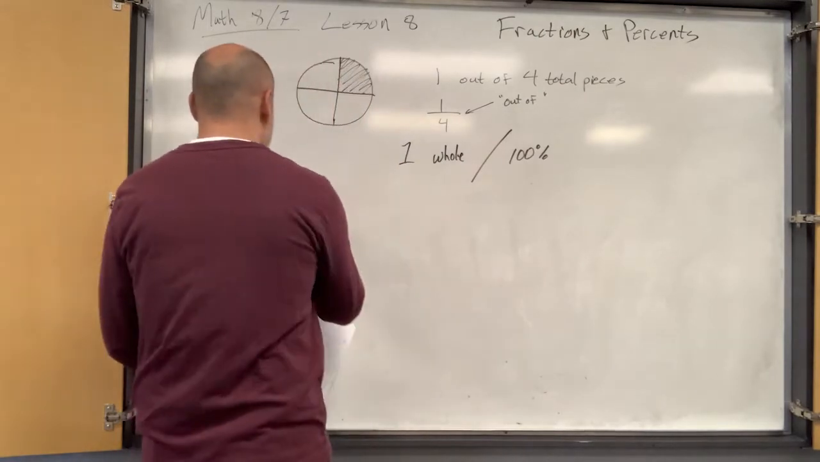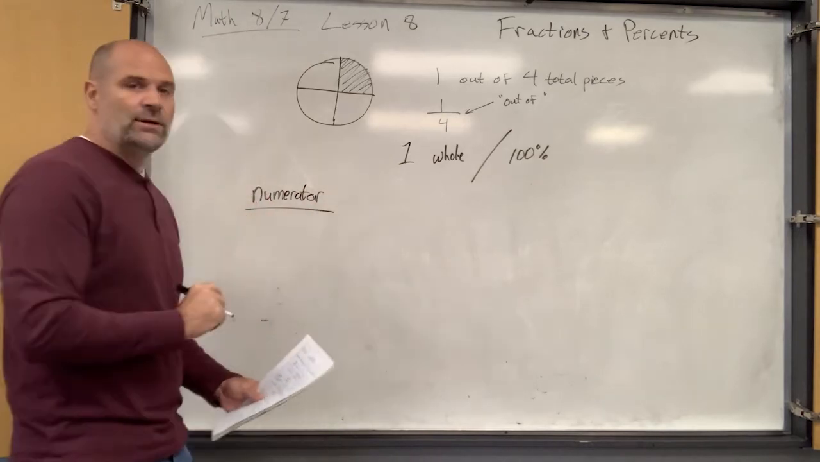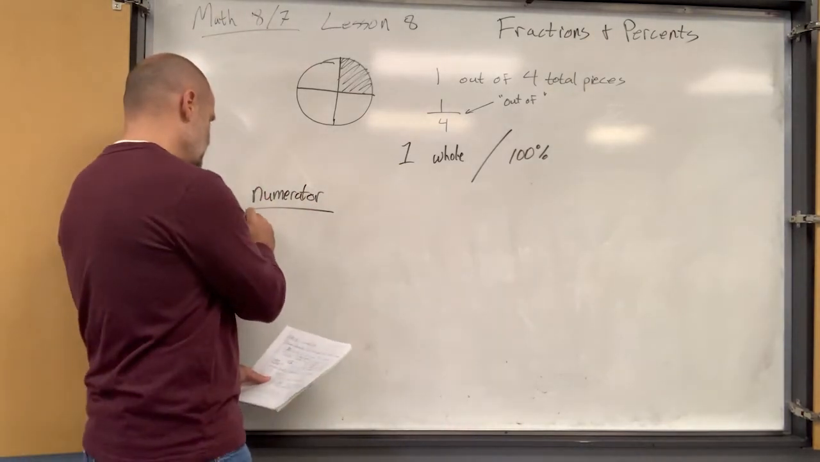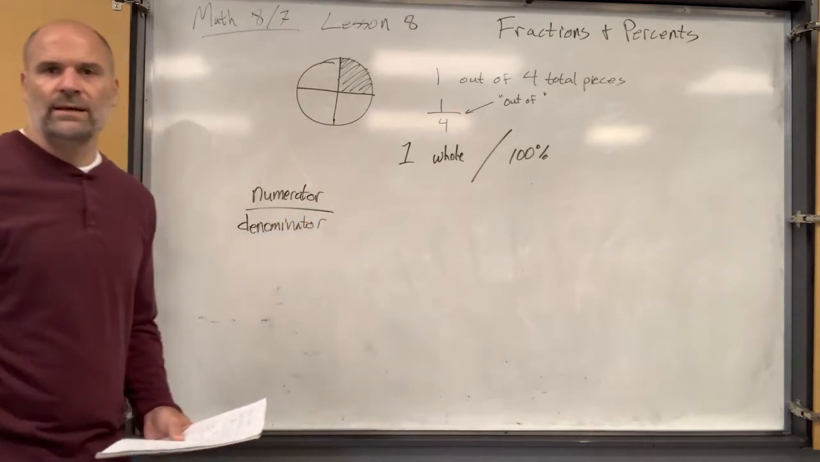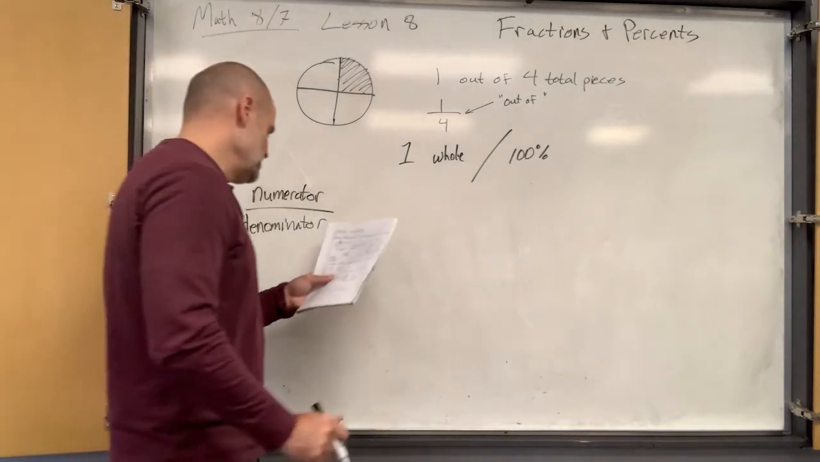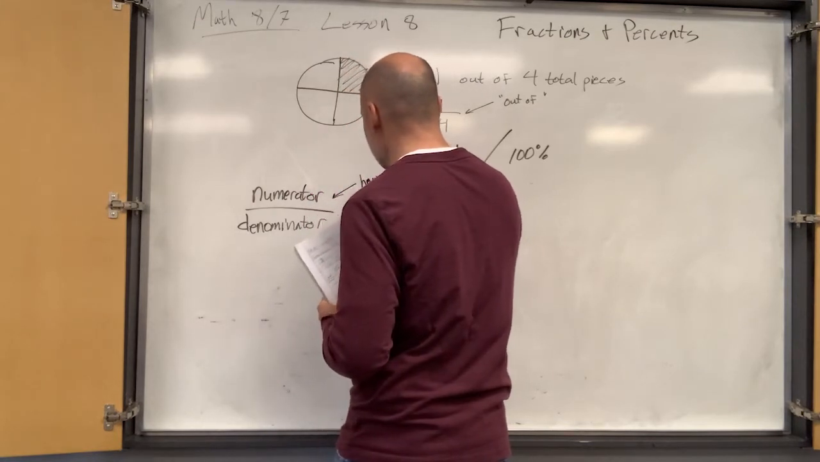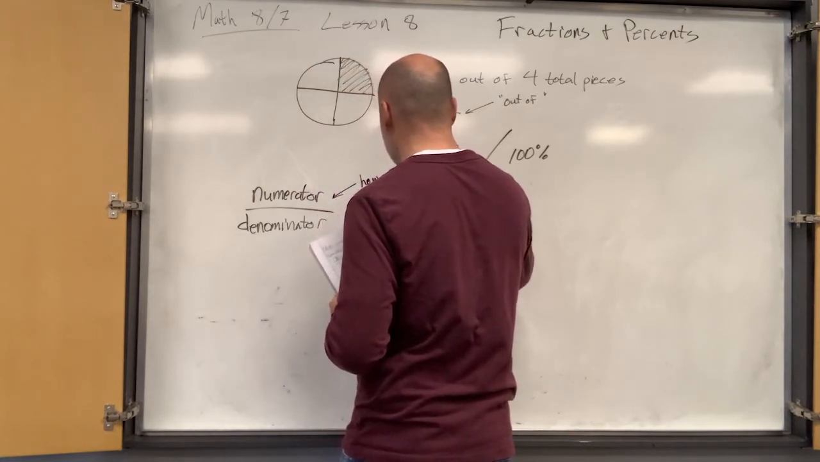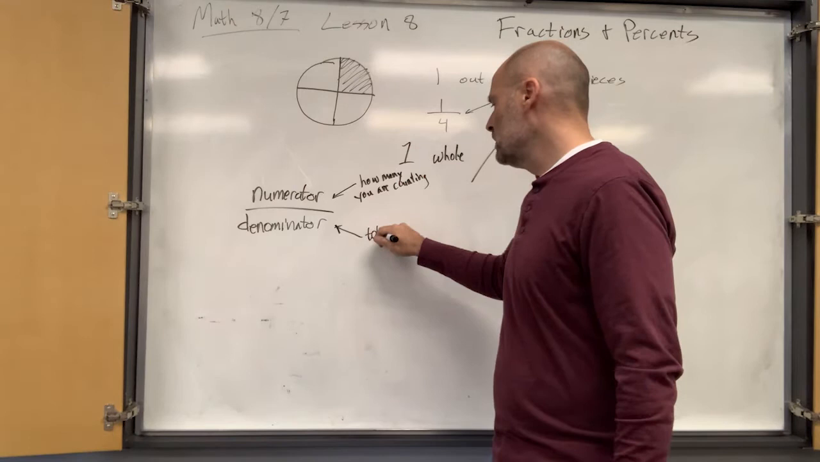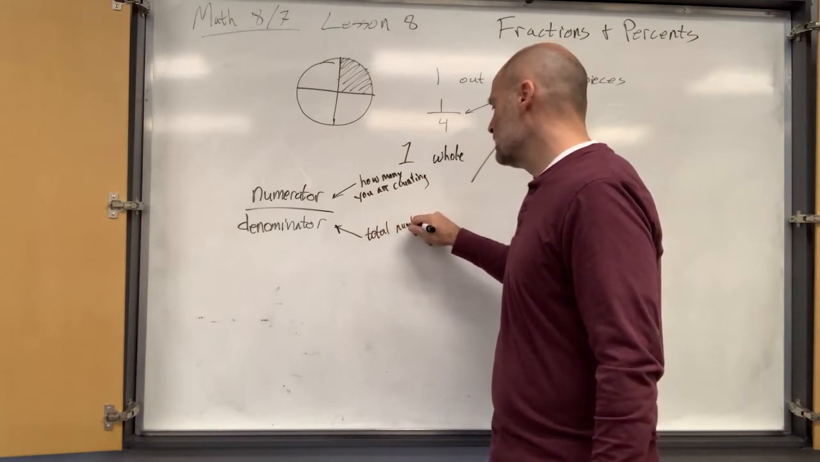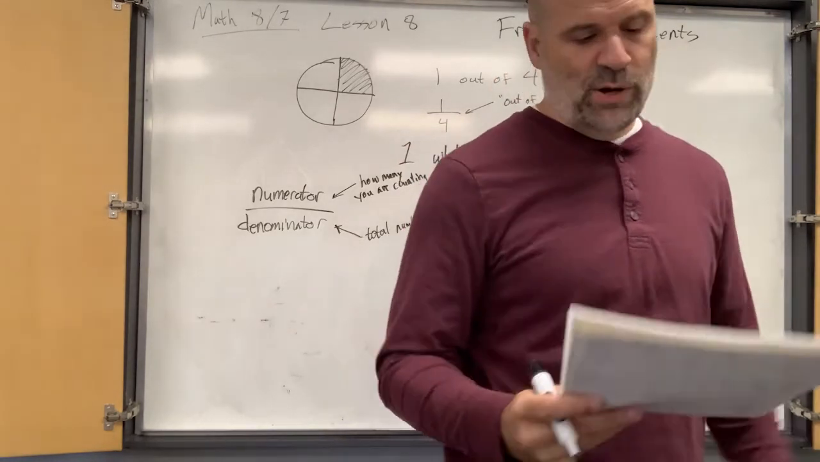Literally. Okay. So we call the top number a numerator, that's the number out of the total. The numerator is basically how many you are counting. And then the denominator is the total number of parts. Total number of parts.